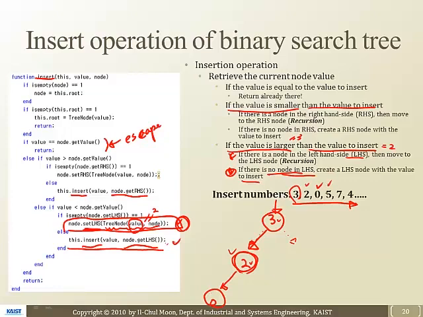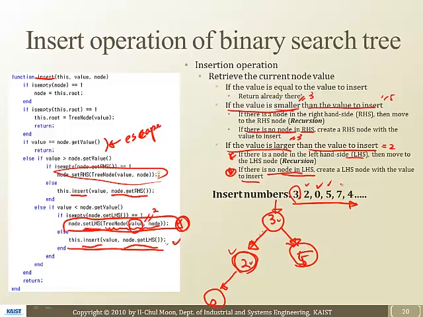And then we have 5. Comparing with 3, the value is smaller than the value to insert, so we want to go to the right-hand side. 5 is bigger, so we go to the right-hand side, but the problem is that there is no node in the right-hand side. So we have to create a node with this operation, creating the right-hand side node with 5. All right?